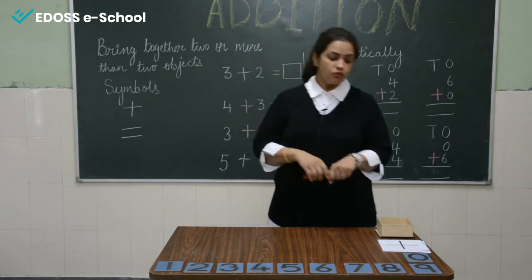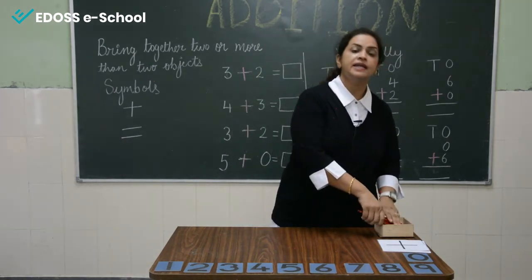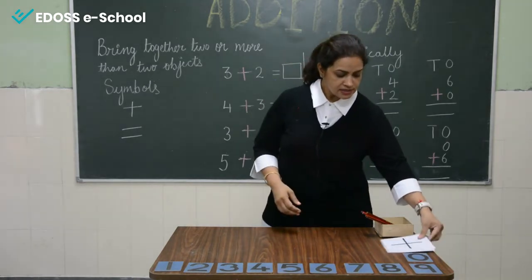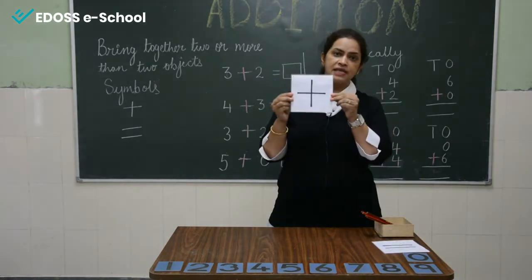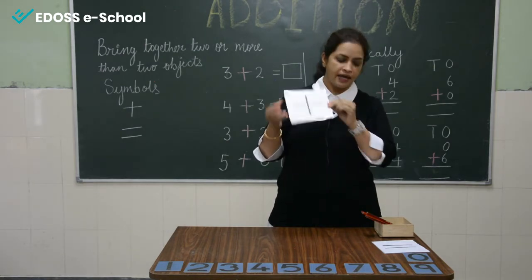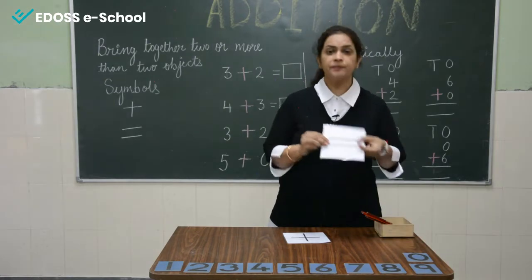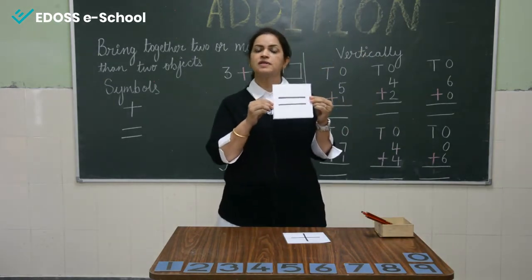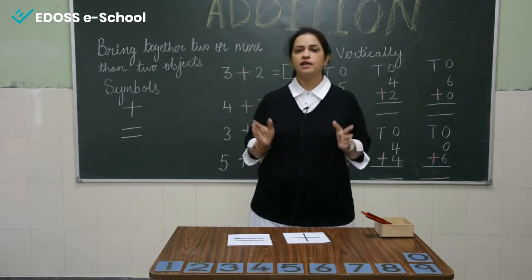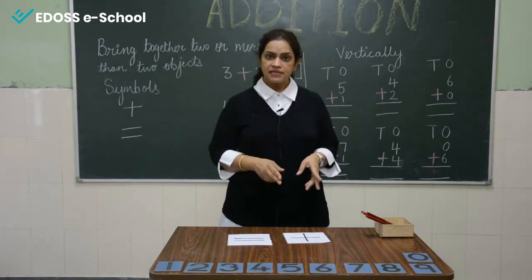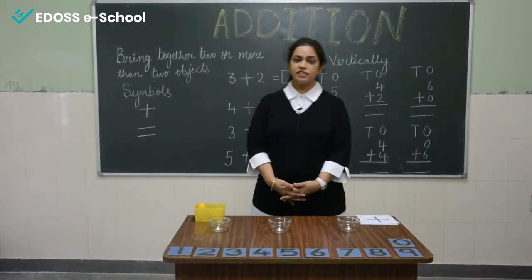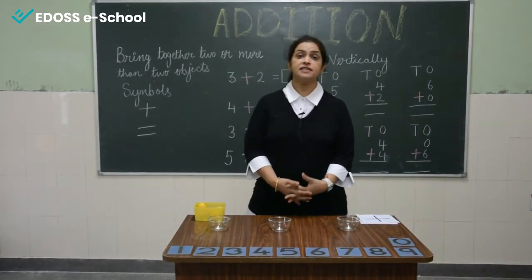There are two very important symbols in addition which you all must know. First is the plus sign, or you can also say the addition sign, and the second is the equal to sign. So these two symbols are very important while you are doing addition, the plus sign and the equal to sign. Okay students, so let's do some addition sums.